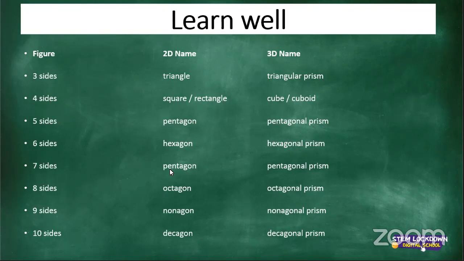7 sides, heptagon, heptagonal prism. It has 8 sides, octagon, 3D, octagonal prism. 9 sides, nonagon, nonagonal prism. 10 sides, decagon, decagonal prism. Right, now we move on to our next slide.